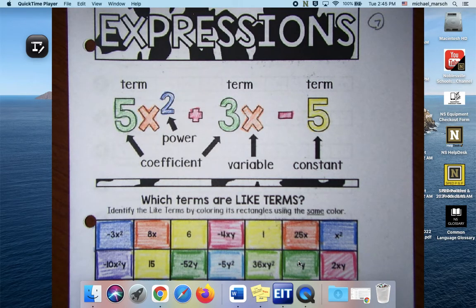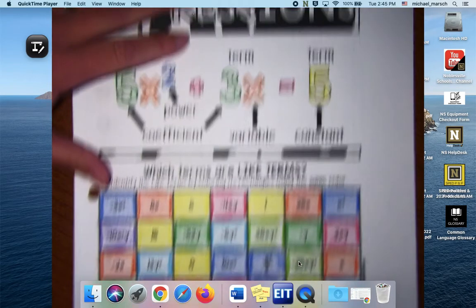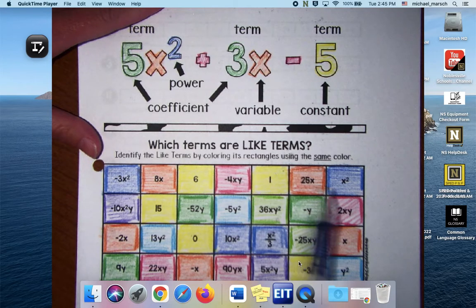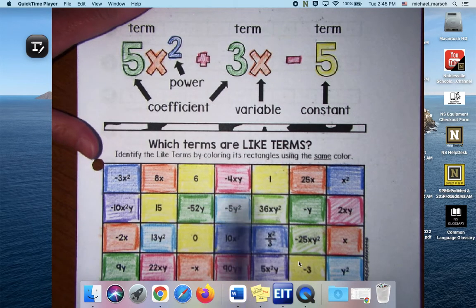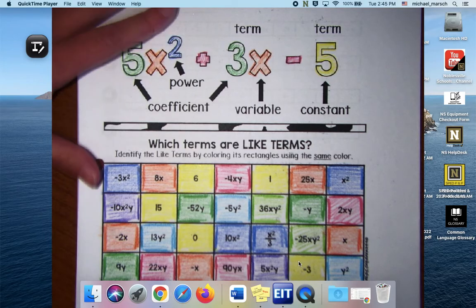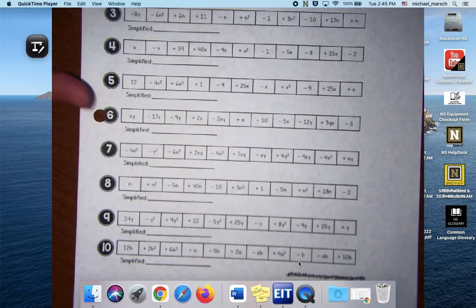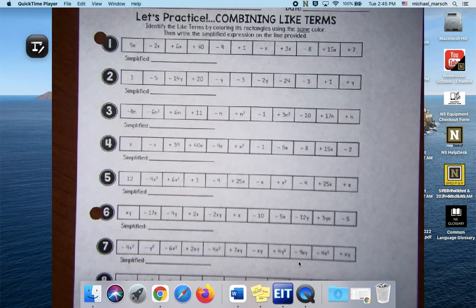Okay, so yesterday we were talking about expressions, specifically what's considered like terms and what's not. Remember, it has to have the same exact variable, or a variable with an exponent, or no variable. Hopefully you found that Ed puzzle pretty easy because it was very similar to what we talked about yesterday. So now we're going to actually practice on this page here.